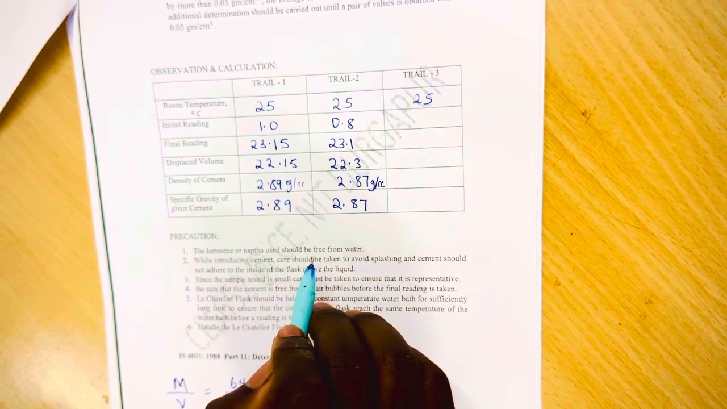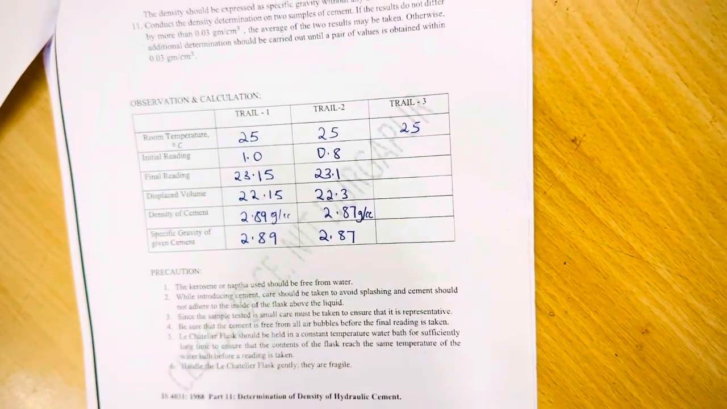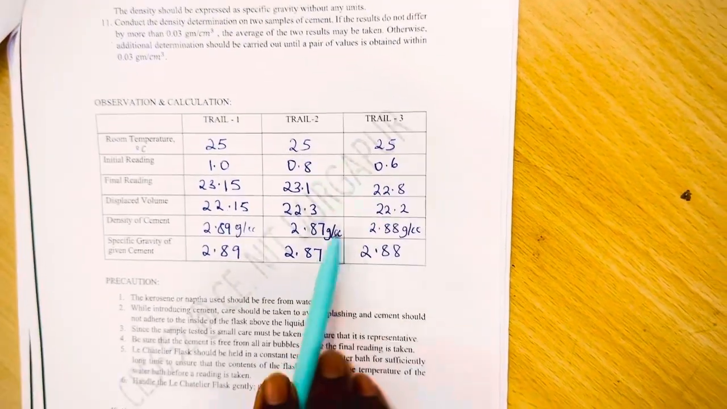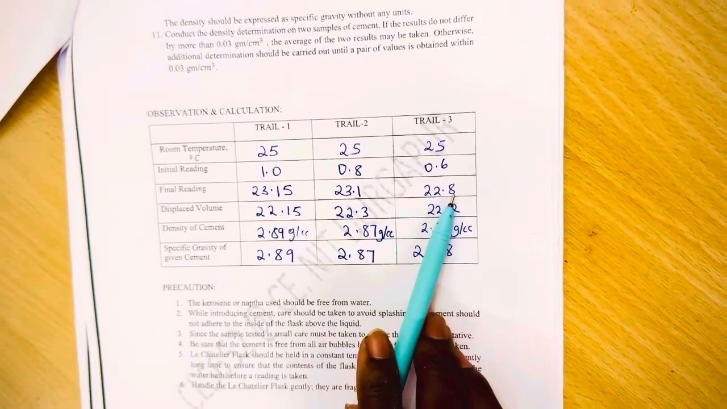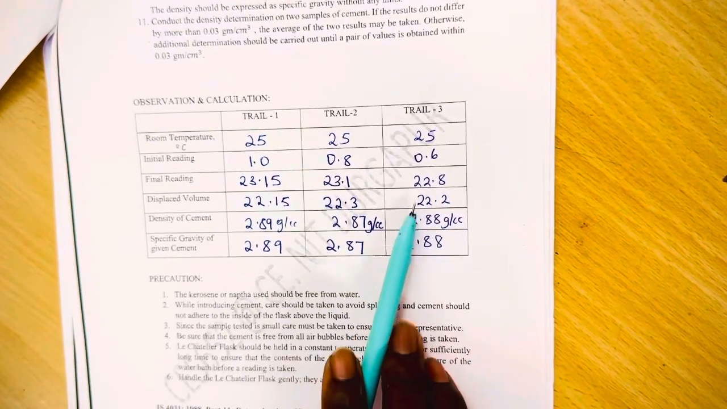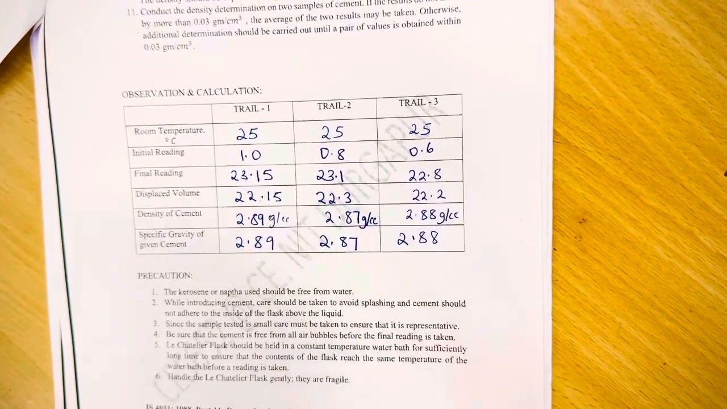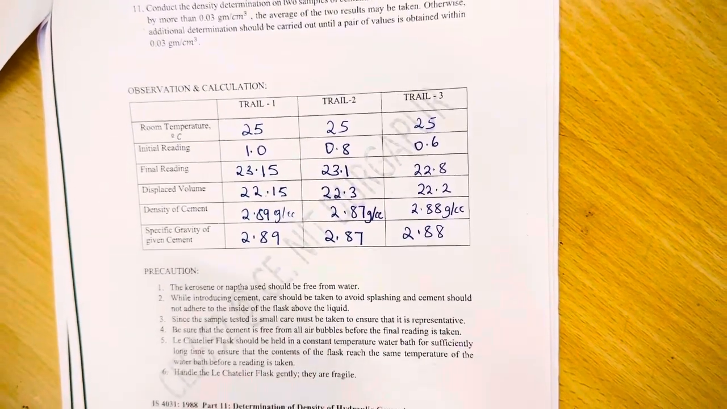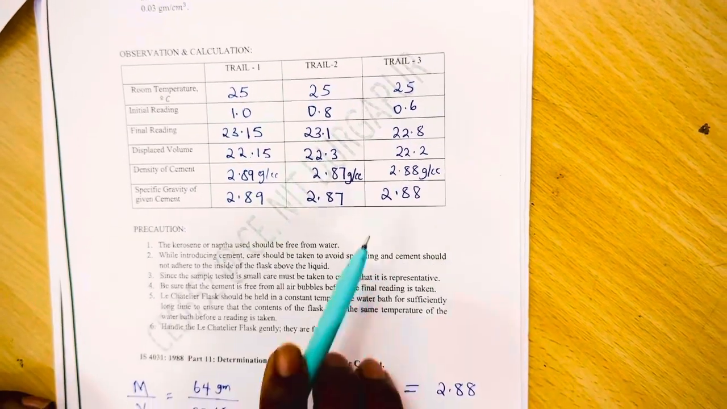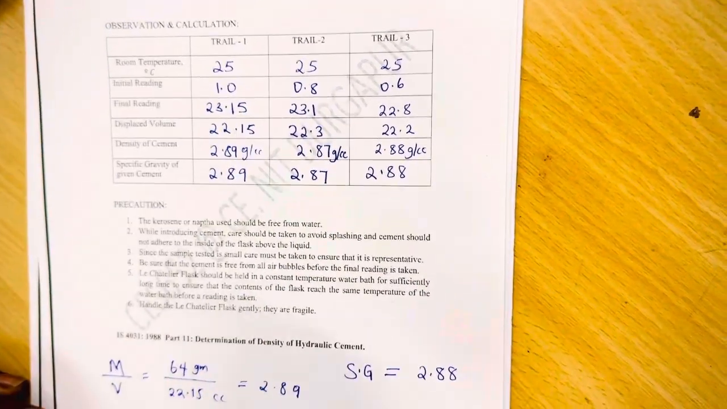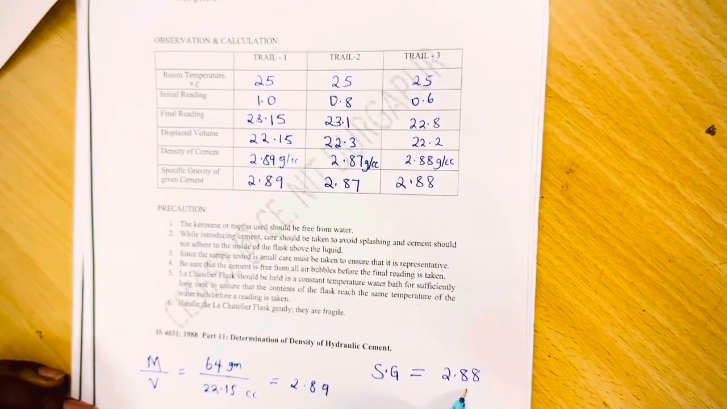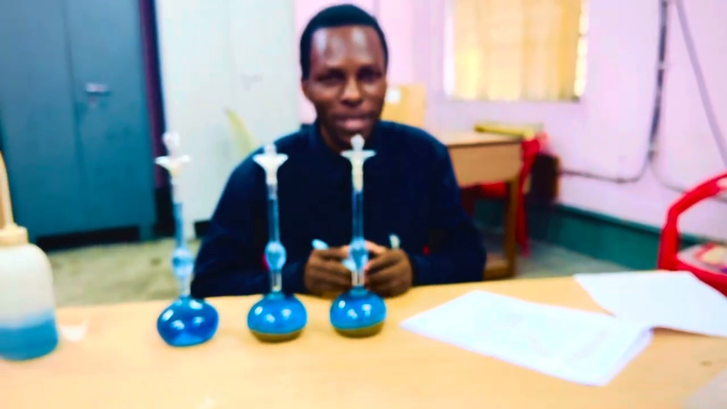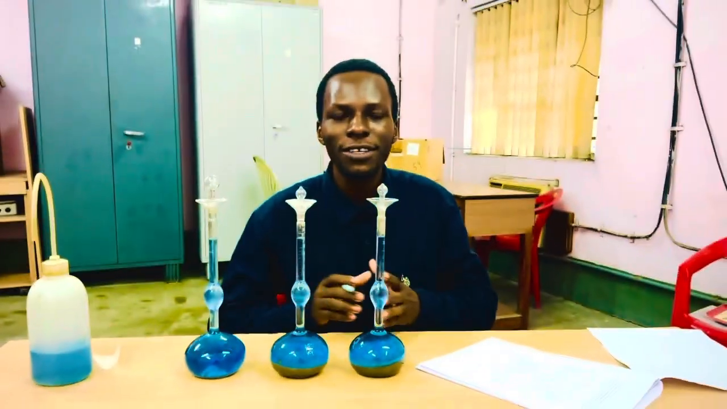So you have to do the third trial again. Then we shall get the average, okay? So let me take you through. I will do the third trial and give the values. We have initial reading 0.6. Then the final reading is coming to 22.8, okay? Then we have the difference between the two, 22.2, and then giving us the density of the cement to be 2.88, and according to the code, taking away this unit, we remain with specific gravity of 2.88. So this is the simplest way that we could do to calculate the specific gravity of the cement using the Le Chatelier flask.